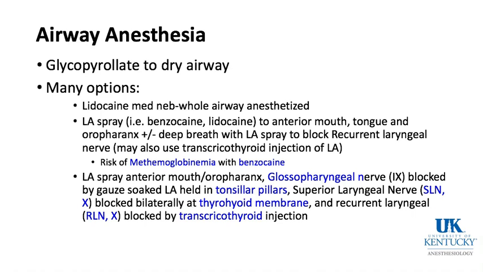We can spray the local anesthesia in the anterior mouth and oropharynx. You could do a glossopharyngeal nerve block, either with a needle or with gauze soaked and held in the tonsillar pillars, a superior laryngeal nerve block at the thyrohyoid membrane, and a recurrent laryngeal nerve block, as we talked about, by a transcricothyroid injection of local anesthesia. Multiple options for airway anesthesia.